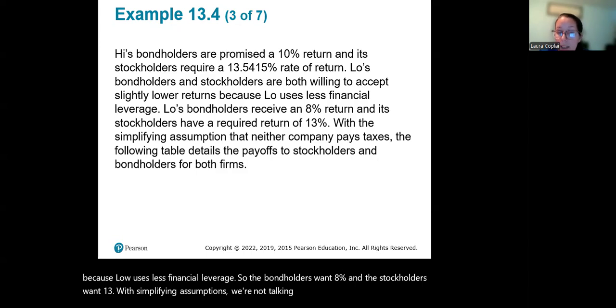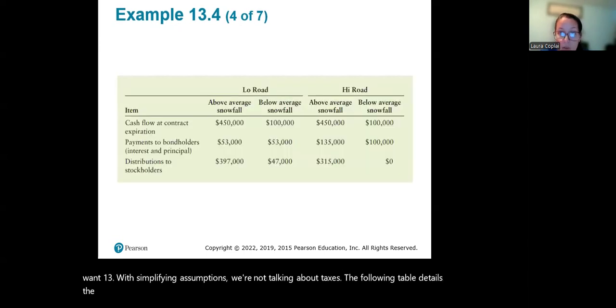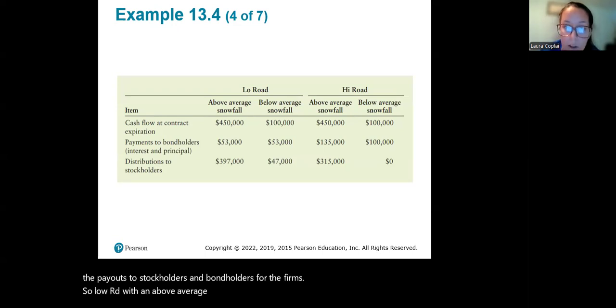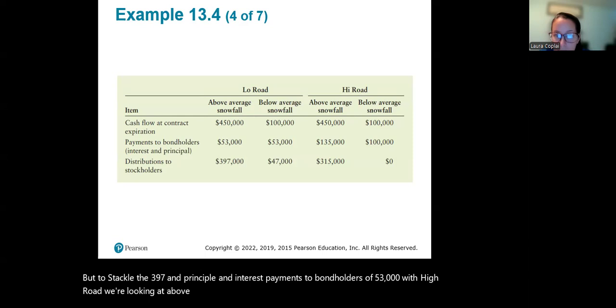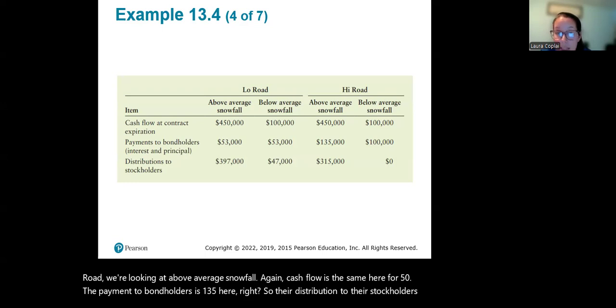The following table details the payoffs to stockholders and bondholders for the firms. So Low Road, with an above average snowfall, we're looking at distribution to stockholders of $397,000 and principal and interest payments to bondholders of $53,000. With High Road, we're looking at above average snowfall. Again, cash flow is the same here, $450,000. The payment to bondholders is $135,000 here, right? So their distribution to their stockholders is $315,000.